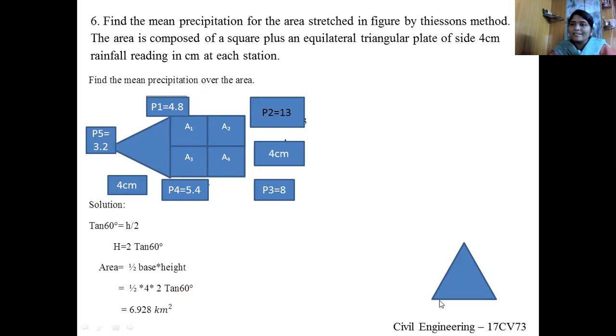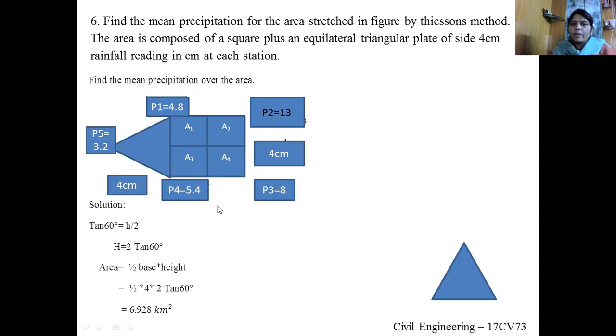We know it makes 60 degrees. So tan 60 is equal to h by 2, because this is only 2 centimeters, total is 4 centimeters. Therefore, h is equal to 2 tan 60. Now area is equal to half base into height. Base is 4 centimeters, so half into 4 into 2 tan 60. Total area of this equilateral triangle will be 6.928 centimeter square. And 1/3 of that will be shared by A1 and 1/3 of that will be shared by A3.